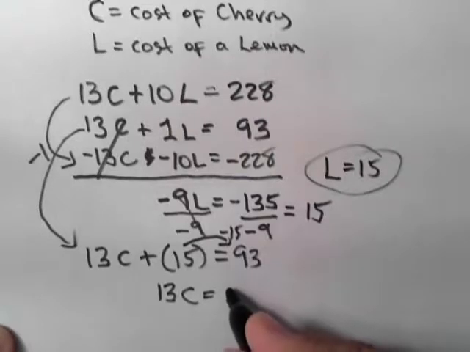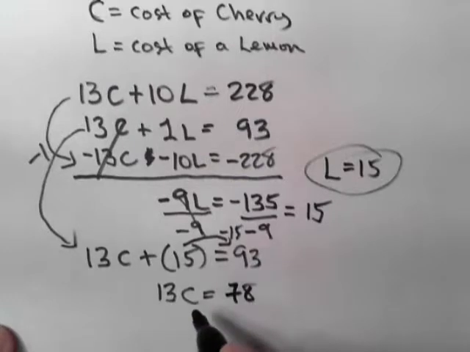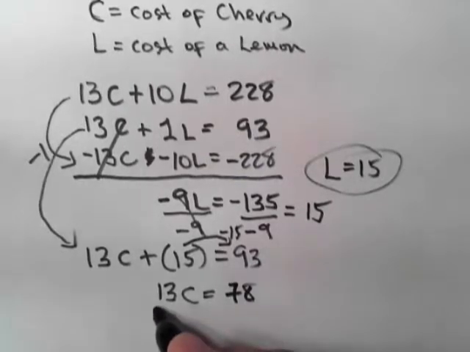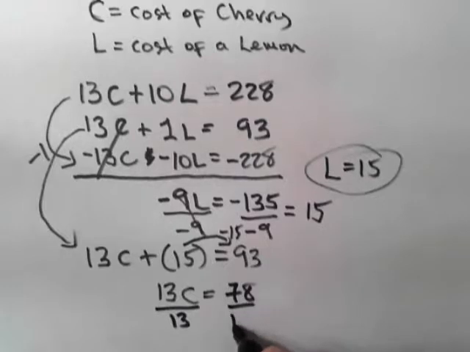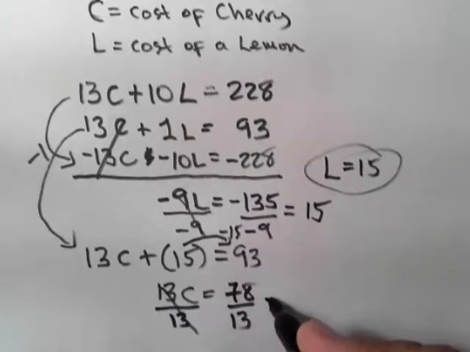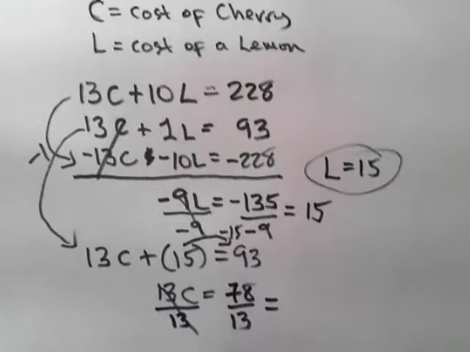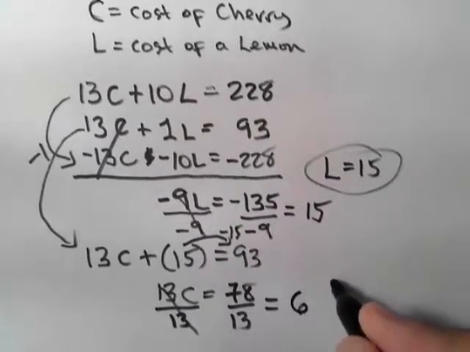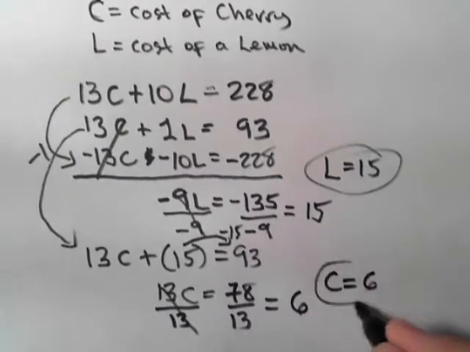Now, the next thing, of course, is to divide both sides by 13. That cancels out here. What's 78 divided by 13? Let me get my calculator going here. 78 divided by 13 looks like it's 6. So C equals 6.